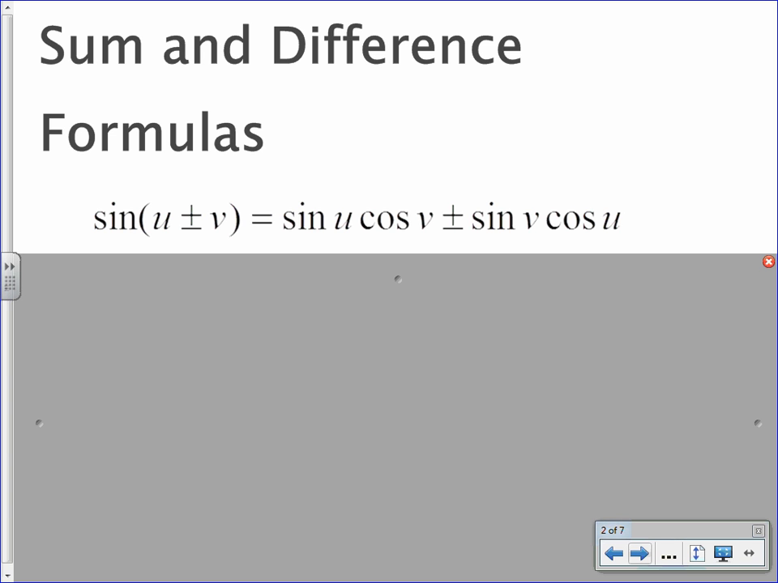I would like you to pay attention to the plus or minus. If there is addition here, that means you have addition between these two terms. If you have subtraction here, you're going to use subtraction here. Instead of writing out two formulas, I just squished it into one. So whatever is inside your function, you use over here.